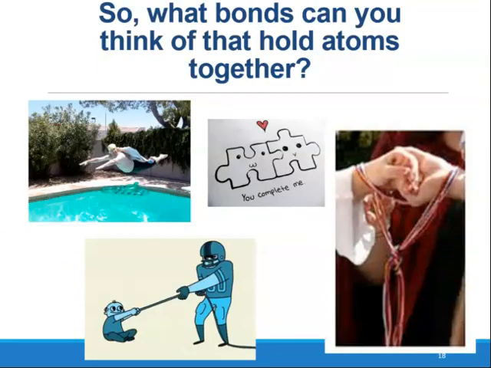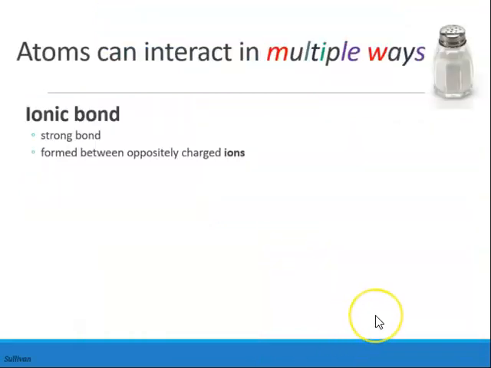So what bonds can you think of that hold atoms together? Here we can see different pictures of different bonds: the bond of marriage, puzzle pieces fitting together, and so forth. So atoms can actually interact in multiple ways. The first bond that we're going to talk about is an ionic bond.